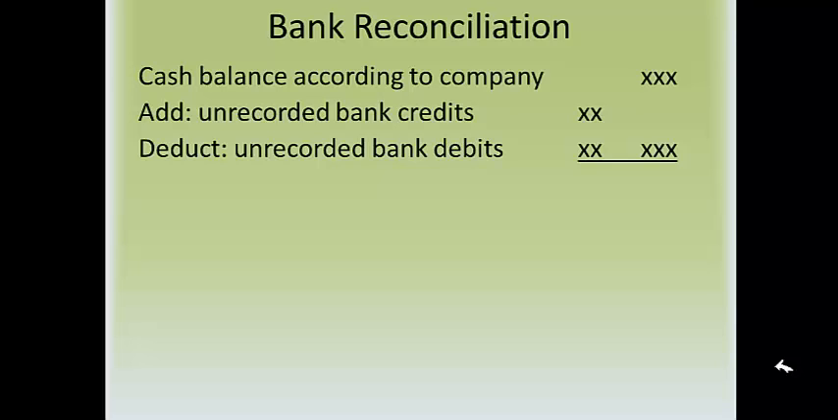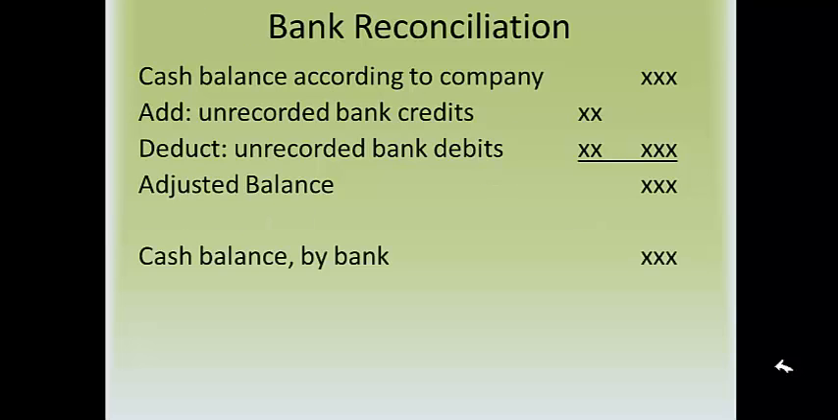Same thing with the service charge. We would need to make an entry on our books. The bank charged us a monthly fee. We see it on the bank statement, and then we adjust our cash balance from the company and also make an entry. So that brings us to our adjusted balance.